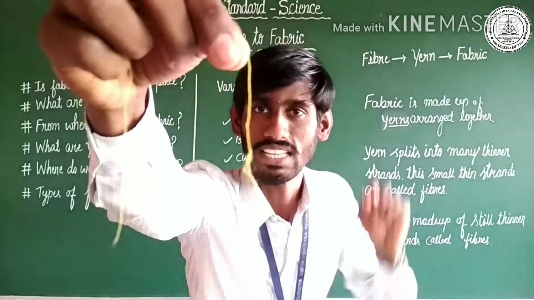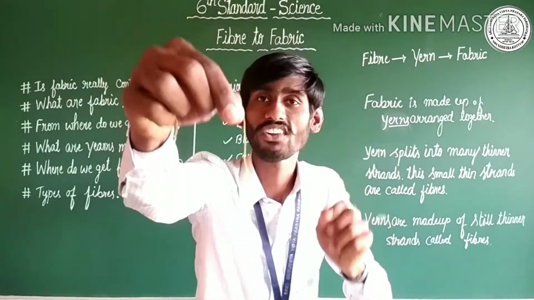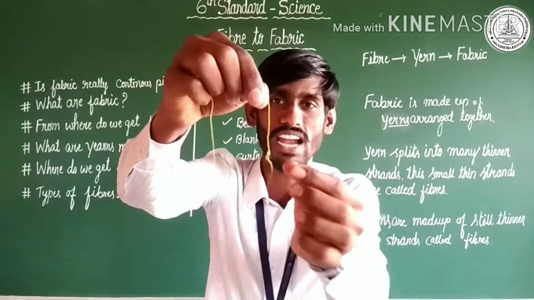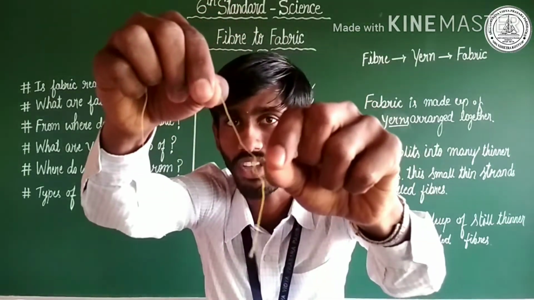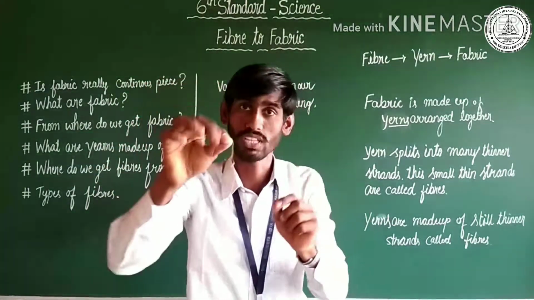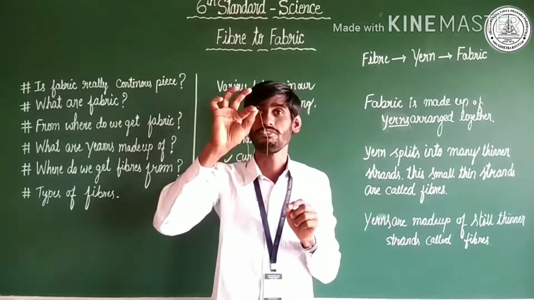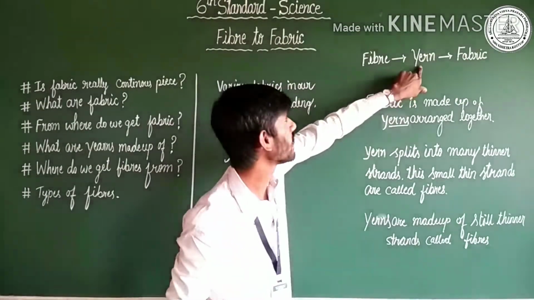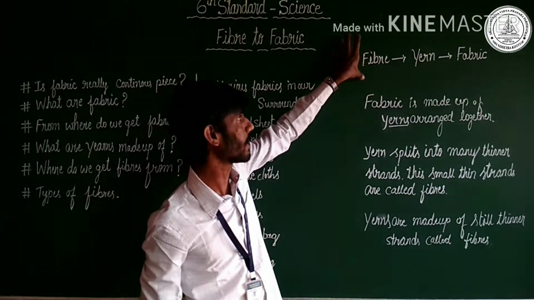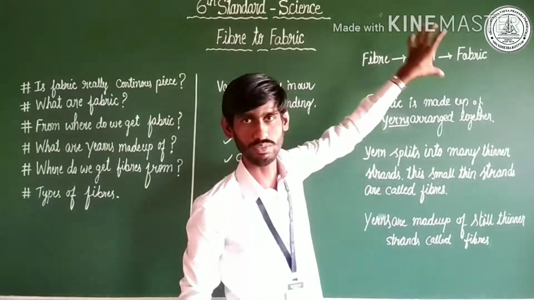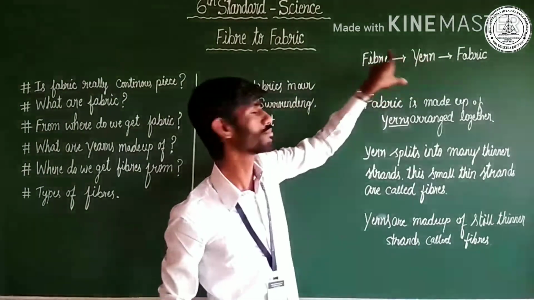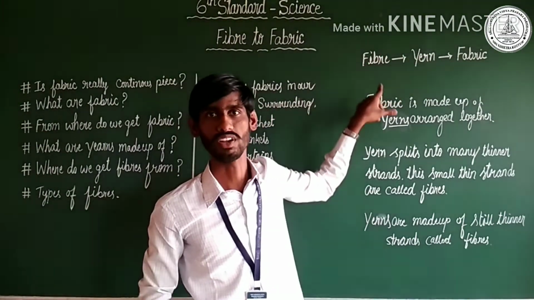These strands are called fibers, isn't it? Observe here, these strands are called fibers. So the yarn is made up of fibers. Observe here, fabric is made of yarn, and yarn is made of fiber. It's like a very close relationship between these three. Fabric is made of yarn, which is made of fiber. I hope you have understood.